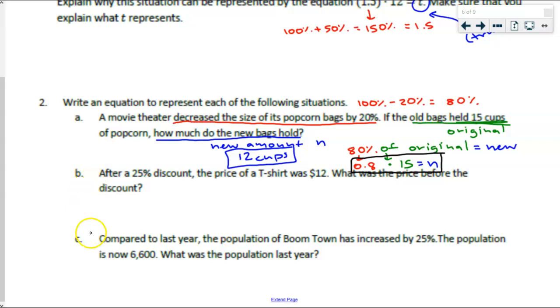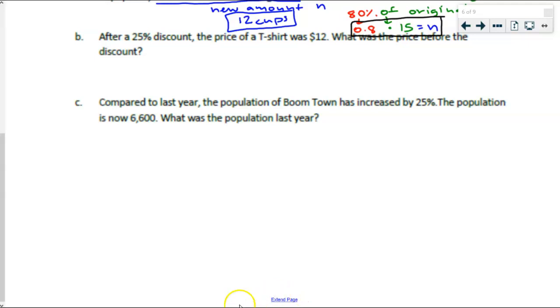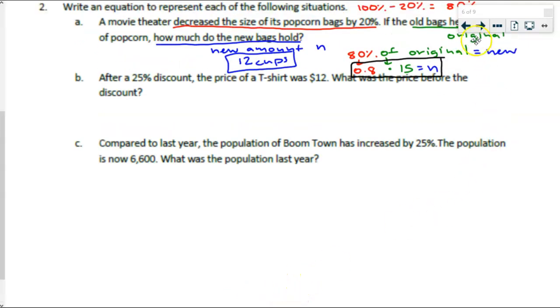Repeat that process for B and C. Make sure you pause and take enough time to figure out what is the question really asking for. What information is it giving us? Is it giving us the original amount? Is it giving us the new amount? So pause the recording, try B and C on your own first, and then we can go over them.